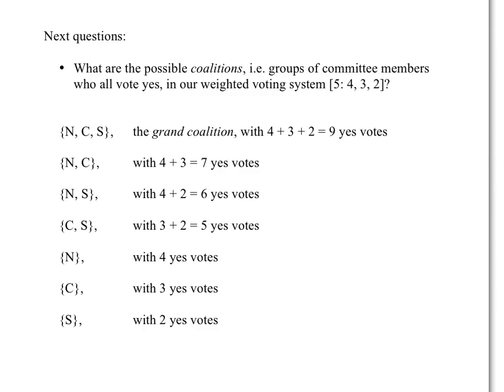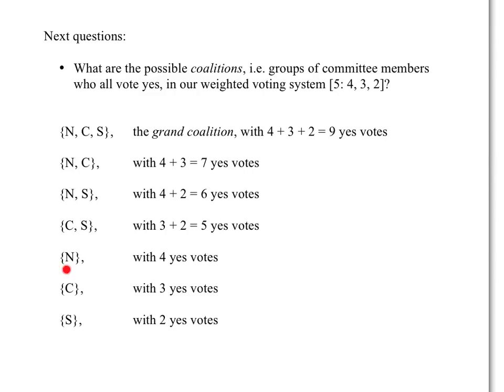We could have just Northern and Central voting yes. That means that Southern is specifically voting no. Okay, so this notation describes a scenario in which Northern and Central are the only yes voters, and Southern is specifically voting no. So in this case, the yes voters have 7 yes votes. You could have another scenario in which Northern and Southern are voting yes, which means Central is specifically voting no. So the total number of yes votes is 4 plus 2, that's 6. You could have Central and Southern voting yes, that's 5 yes votes.